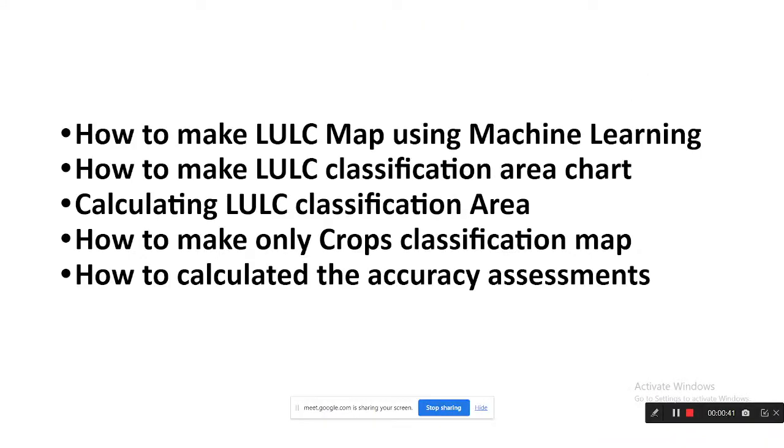So hi and welcome to the 7 days online training program on Google Earth Engine for remote sensing analysis. Today I will discuss how we can easily make a land use land cover classification map using machine learning, or a crop classification map. I will show you all of the process step by step, so I hope you can easily apply this process and make any type of land use land cover classification map, crop classification map, or other types of classes.